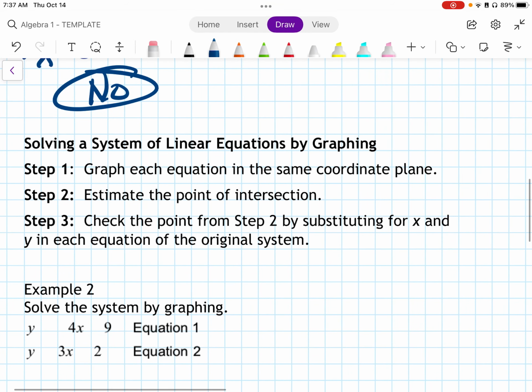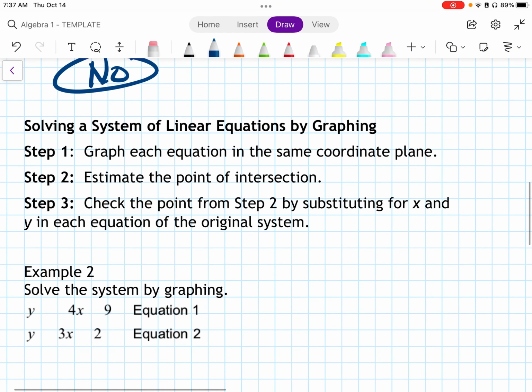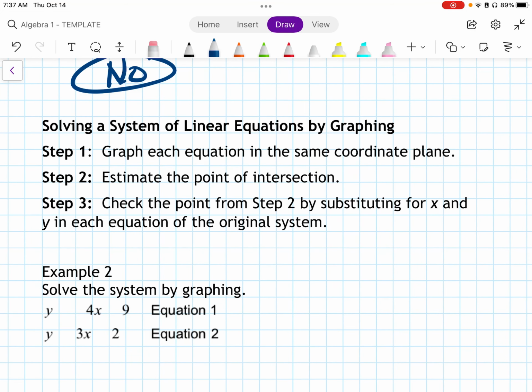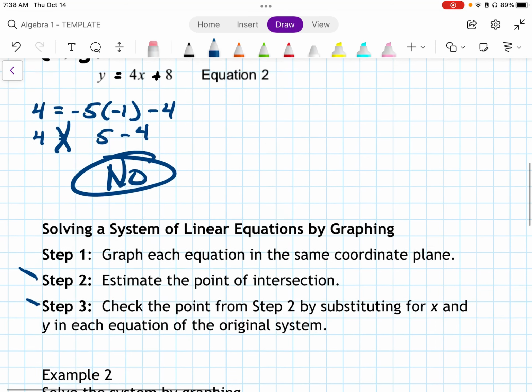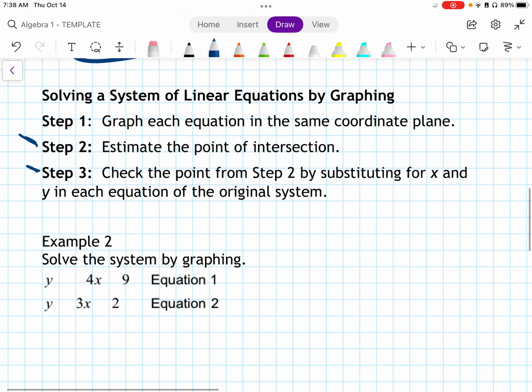Now, you don't necessarily have to copy all this down, but this is generally how we're going to go about this if we want to solve them by graphing. So step 1, graph each equation in the same coordinate plane, right? We should be pretty good at graphing lines now. Step 2, we estimate where they intersect. Where does it look like they intersect on the graph? And then lastly, check the point from step 2 by substituting in for x and y, just like what we did up here. Now, I am only going to check it if it does not cross on the crosshairs of the graph, right? If I have to estimate like 1.5 or something like that, I'll check it. But if it's on the nice crosshair, I'm not going to check it.